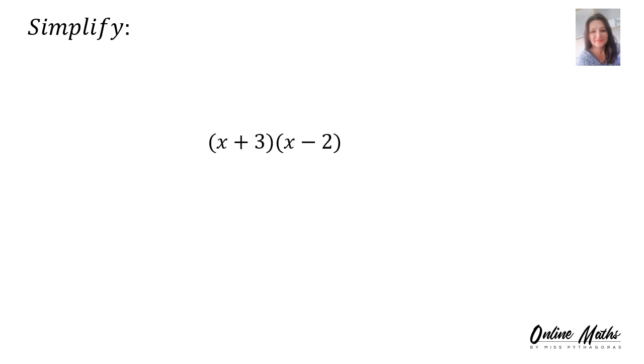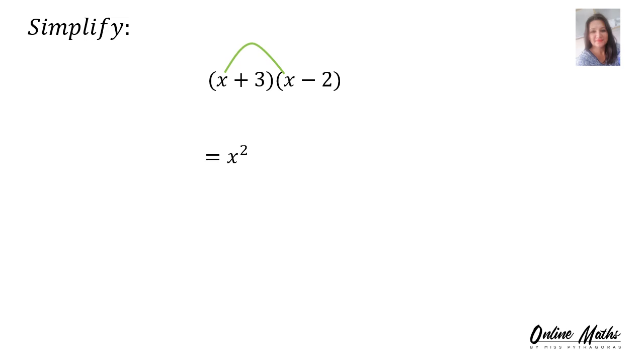Simplify. Let's do another example. Two binomials: (x + 3) times (x - 2). We'll start by saying x times x is x squared. x times negative 2 is negative 2x. Now the plus 3. Plus 3 times x is plus 3x, and plus 3 times negative 2 is negative 6.